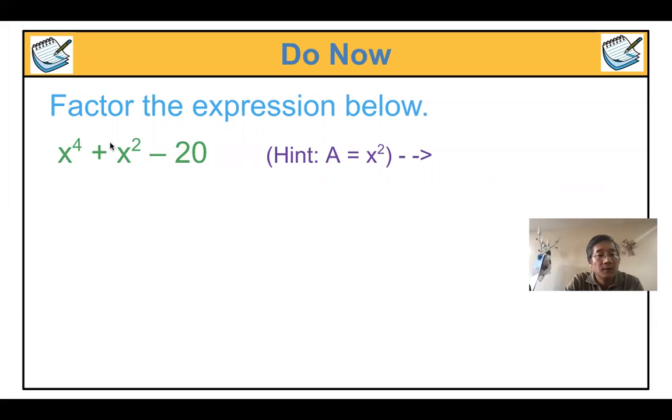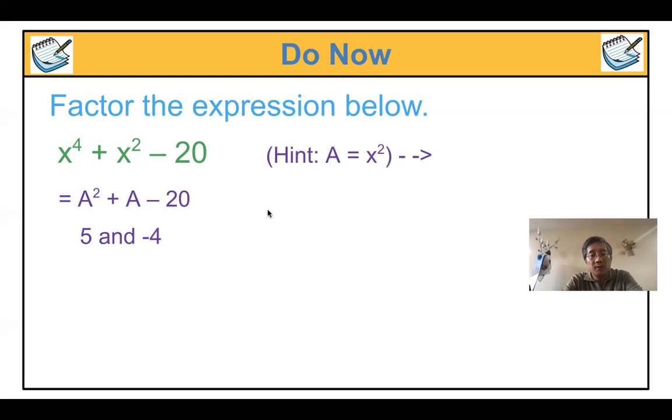So if the highest degree is twice the degree of the middle term, we are using the substitution method, right? So a is x squared, then x to the fourth power is a squared. You get it, right? So a squared plus a minus 20. And then you can use any method you like. This is a quadratic equation. It's easy to factor. So you know the two numbers, 5 and negative 4: when you add, it becomes 1, when you multiply, negative 20.